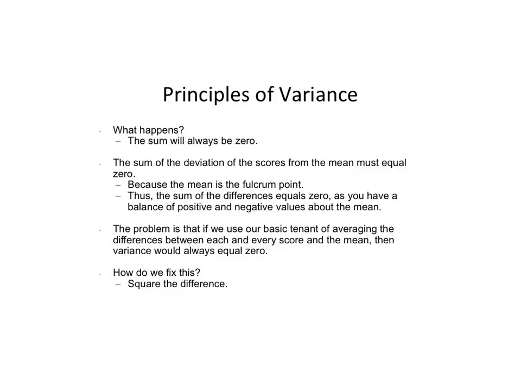And the reason is because the mean is the fulcrum point, and the sum of those differences, so x minus the mean, will equal 0 because you're balancing off positive and negative values. So we can't just do x minus the mean in order to calculate variation. How do we get rid of this issue? We square the differences, because we know that whenever we multiply a negative by a negative, we're going to get a positive. If we get rid of all the negatives, the math becomes easier.